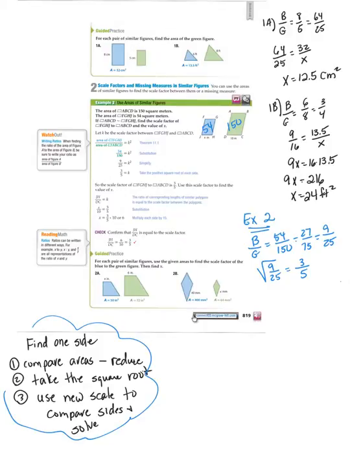So 3 is to 5 as x is to 10. And I see that my x is going to be 6. And since this time I'm not looking for area, I'm looking for just the length of a side, it's not in square units, it's in linear units. Now let's pause for just a minute and you do 2A and 2B. And then I'll come back and work them for you.